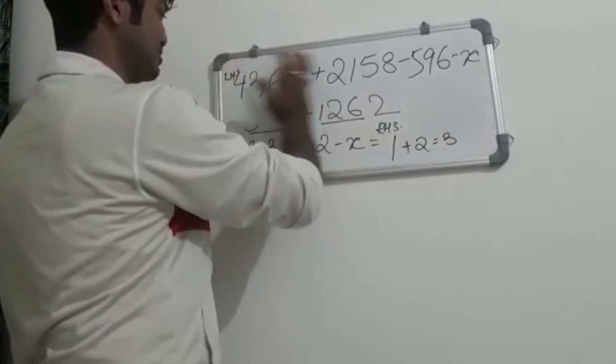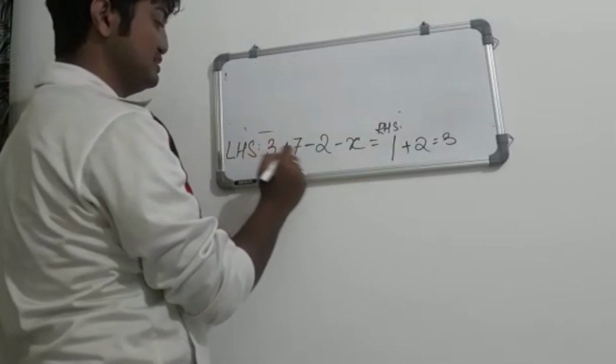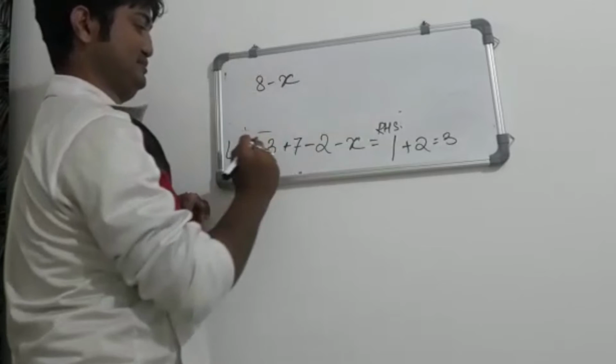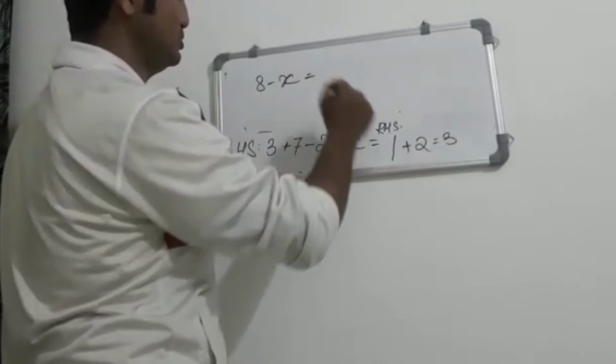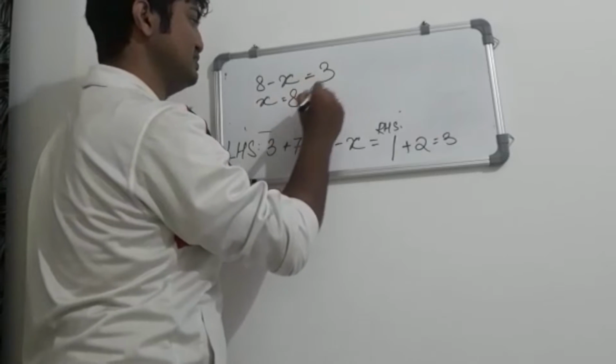So now I can erase off this question. I have got this thing ready for LHS called RHS, which is effectively 7 plus 3 is 10, 10 minus 2 is 8. 8 minus x is equal to 1 plus 2 is 3. So x is equal to 8 minus 3 is equal to 5.